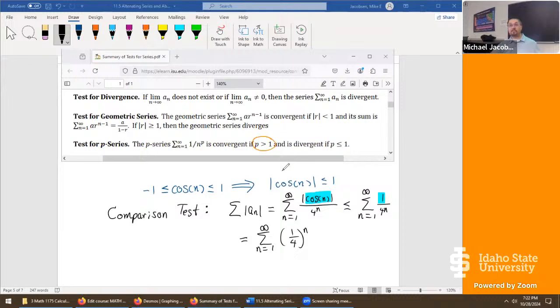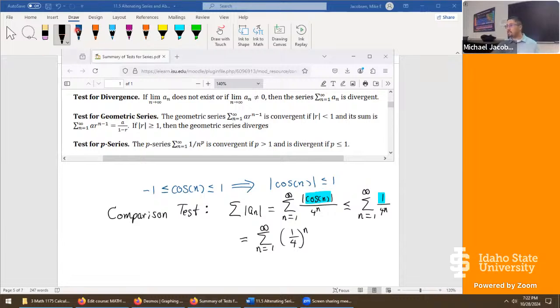So for P series, convergence happens when P is greater than 1. But for geometric series, convergence is when your common ratio R is strictly less than 1. Again, these are good to highlight and think about as you're going through these tests, because the more you can make sense of these weird directions, the easier it becomes to apply the tests.